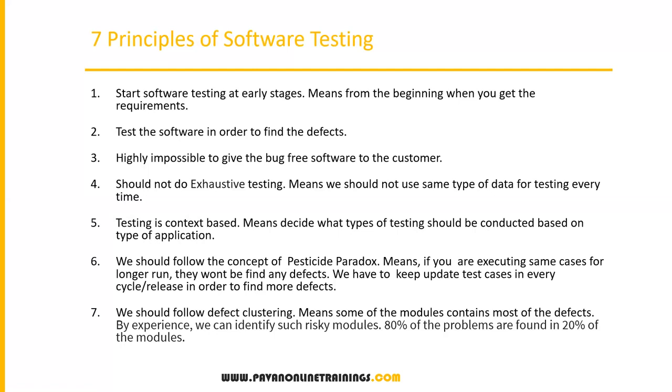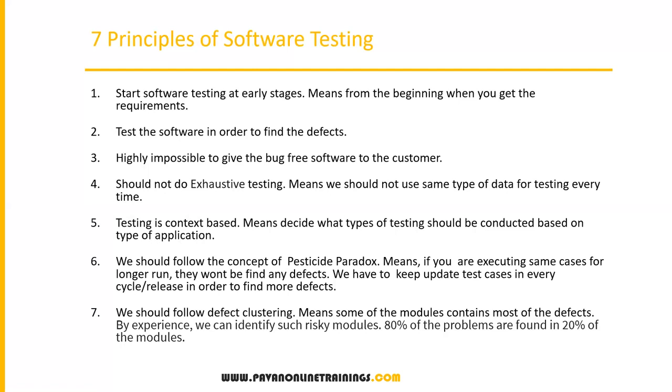The second principle is test the software in order to find the defects. The main intention of conducting testing is to find defects. Keep in mind, your mind should always think about defects. Don't think that everything should pass. No, don't expect everything to pass. Always think in a negative way. You have to find the defect. At the end of the day, that is your job.